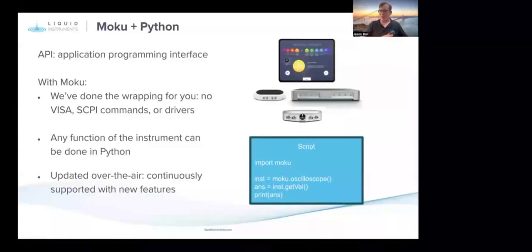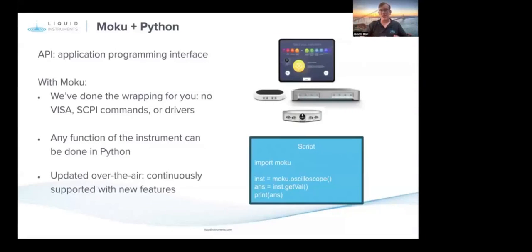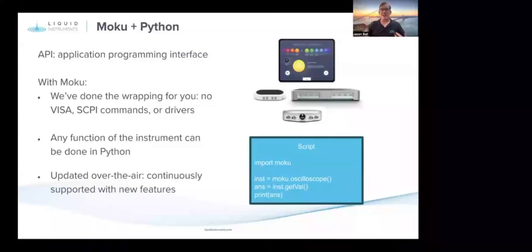So we've talked about why Python is good for streamlining your software. We've talked about why Moku works for streamlining your hardware. Now let's put Moku and Python together. So we have a Moku Python API. API is application programming interface. So it basically does the translation for you.